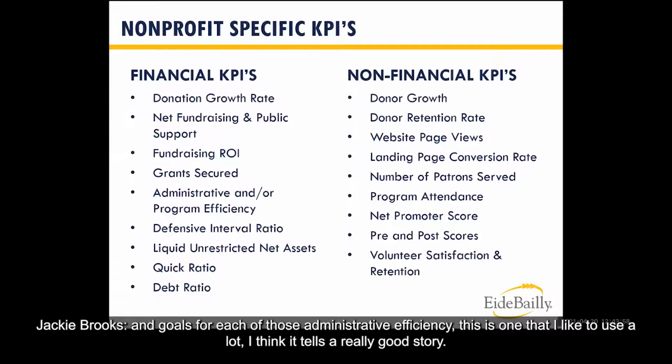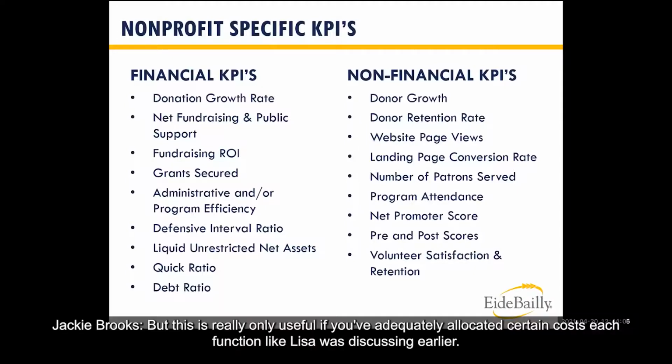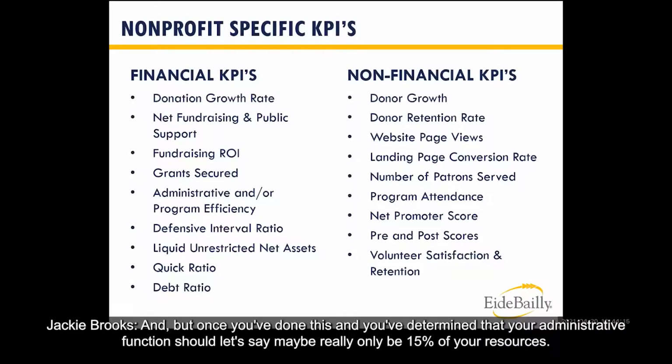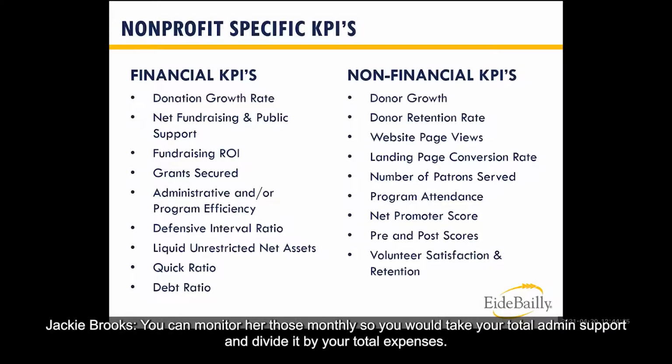Administrative efficiency, this is one that I like to use a lot. I think it tells a really good story, but this is really only useful if you've adequately allocated certain costs to each function, like Lisa was discussing earlier. But once you've done this and you've determined that your administrative function should, let's say, maybe really only be 15% of your resources, you can monitor those monthly. So you would take your total admin support and divide it by your total expenses.